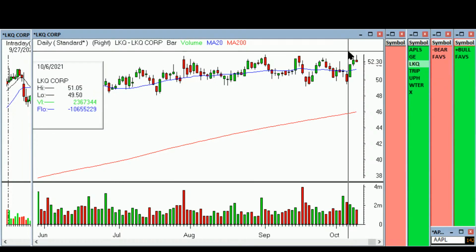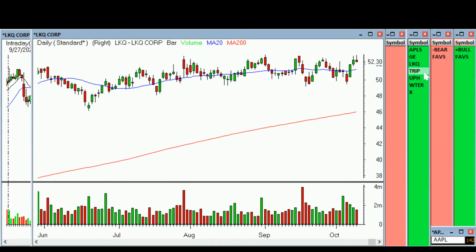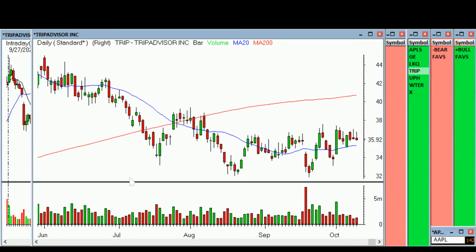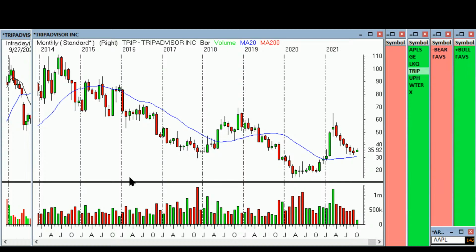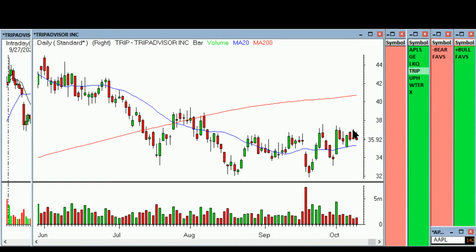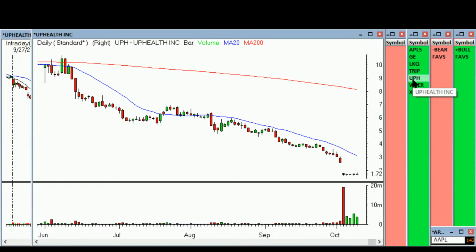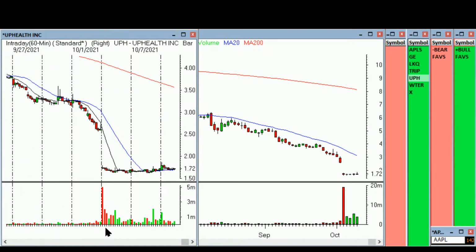LKQ also over the base, stop under it. Trip I will keep, but I don't think it's going to trigger. Monthly buy setup, beautiful monthly buy setup. It just hasn't triggered, and I've had a call on it for how many days in a row now? I'm not sure. UPH, disappointing, because this one looked picture perfect on the hourly chart.